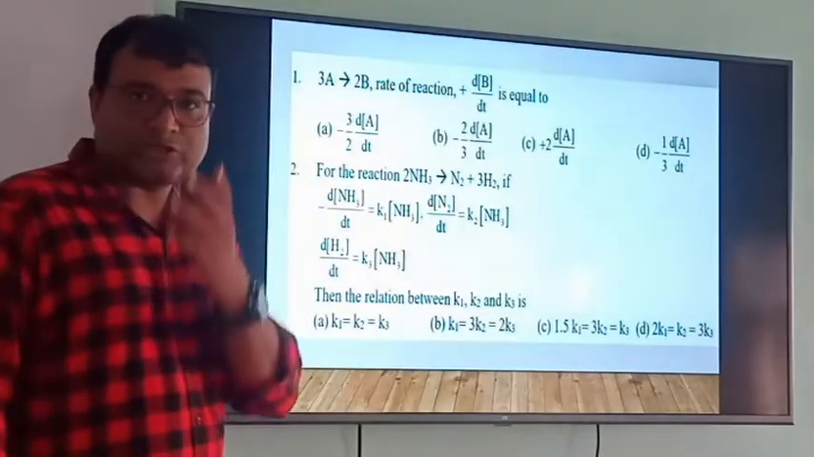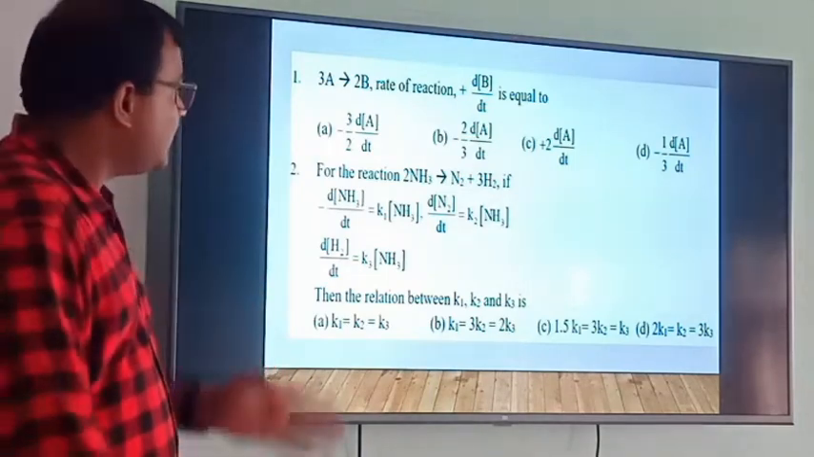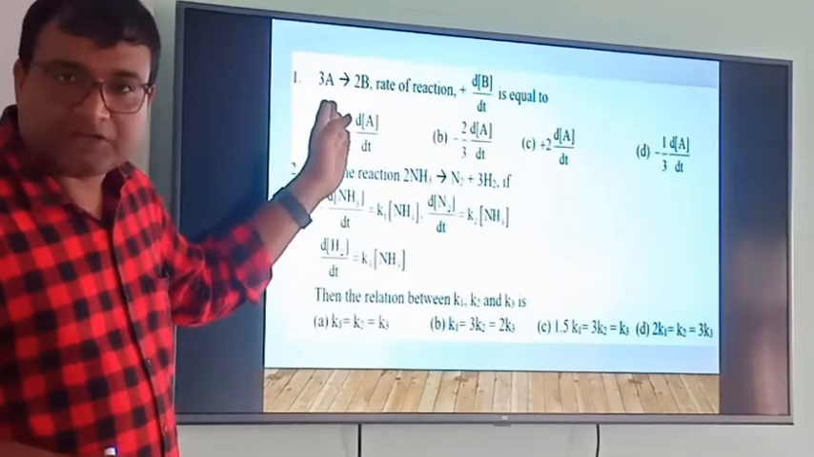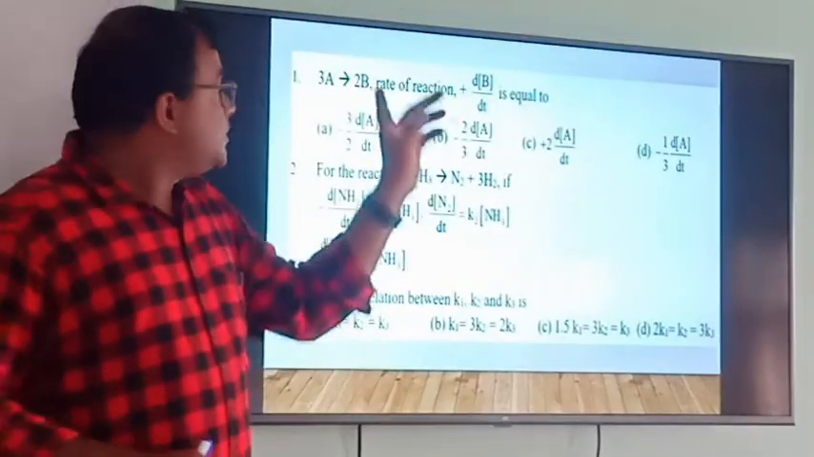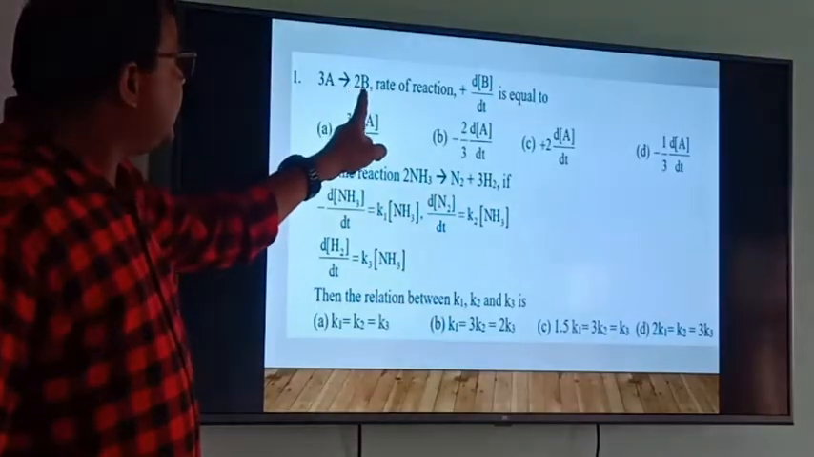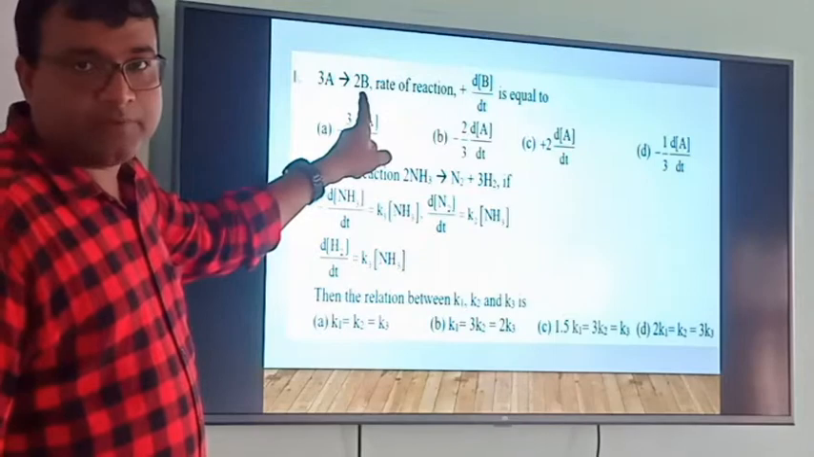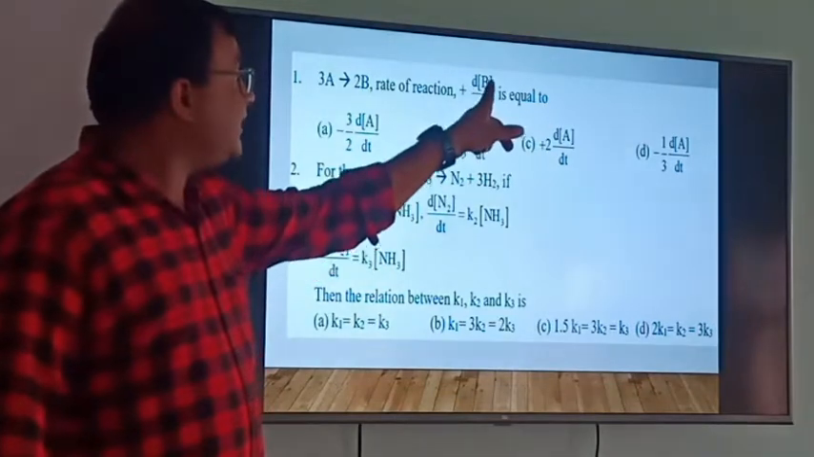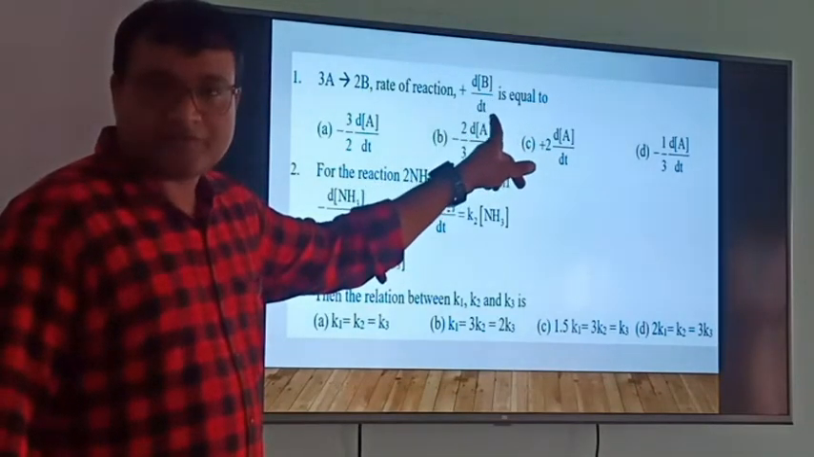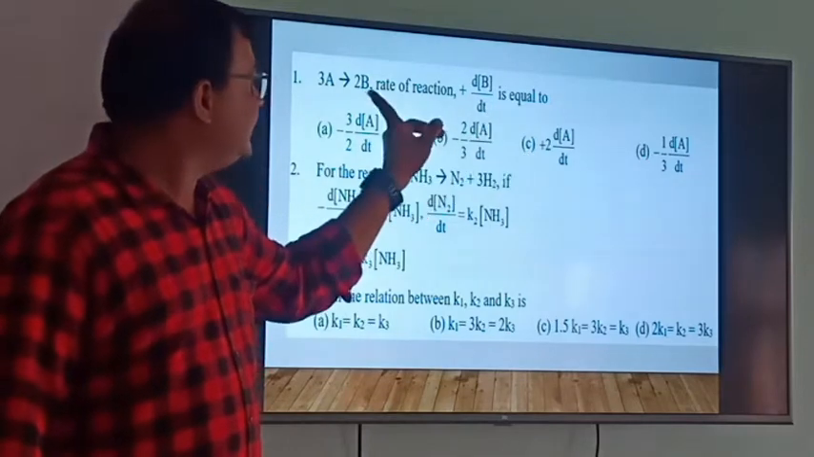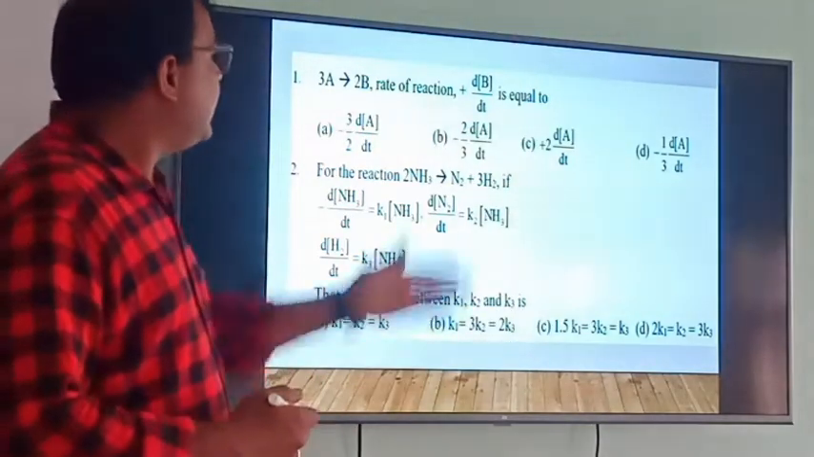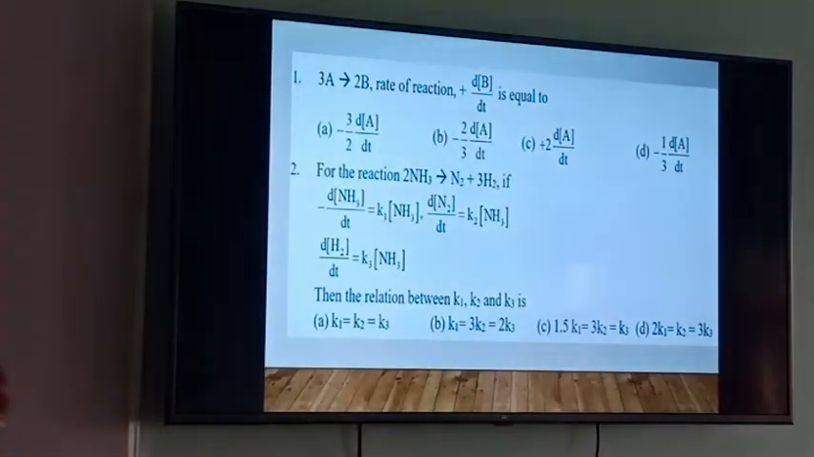The first question is a straightforward, very simple question. It has come in the AIIMS NEET also. 3A gives you 2B. It is a reaction. The rate of reaction, that is plus dB by dt, the rate of change of product B with respect to time, is equal to, very simple. Let's write down this side.